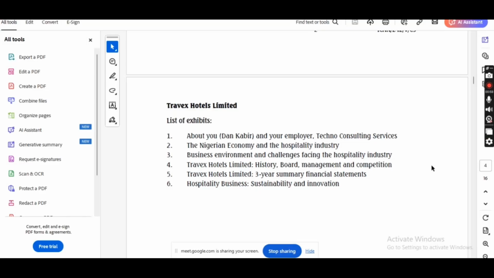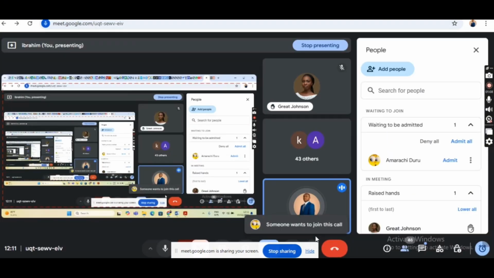Case study preseen analysis, right? At the end of this class, you should be able to identify an internal report.